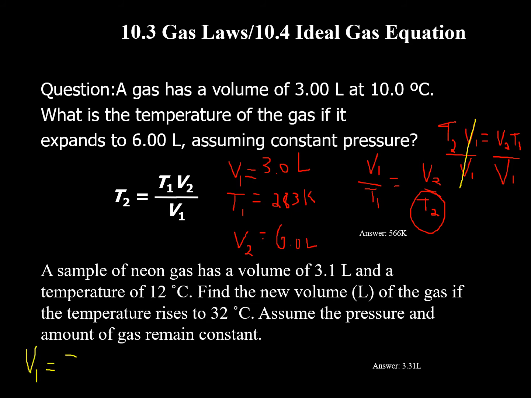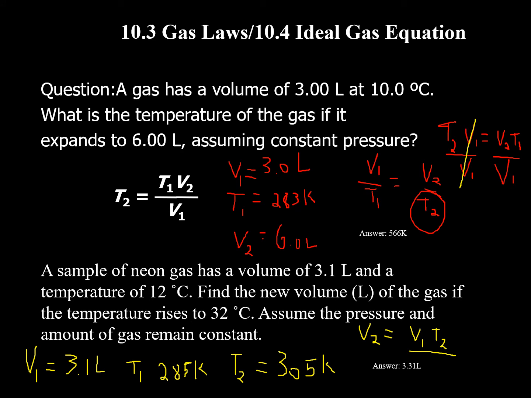V1 is 3.1 liters. T1 is 285 Kelvin. Again, I did 12 degrees plus 273, and T2, 32 degrees plus 273 equals 305 Kelvin. So when I plug into the formula, if I want to isolate V2, it's going to be V1 T2 divided by T1, and I get 3.31 liters.